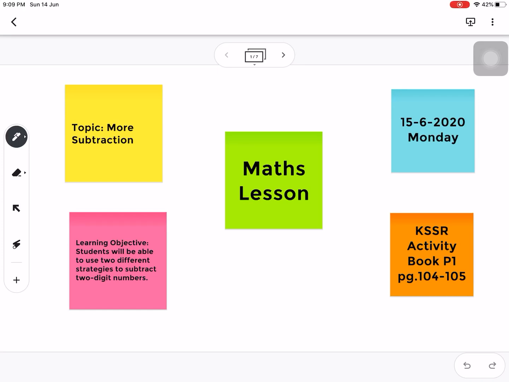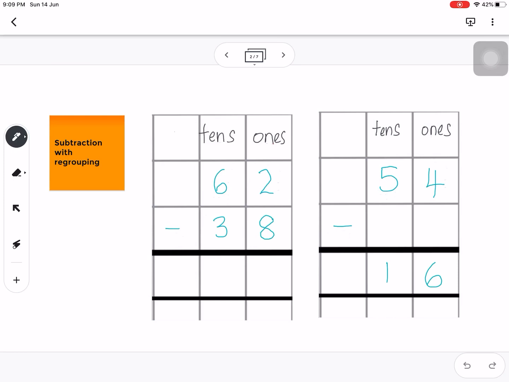Today we are going to continue the topic more subtraction. More subtraction, which means we subtract with regrouping. As we practiced last week on Friday, we need to borrow and then do regrouping. A bit complicated. Before we start, let's do some warm-up exercises to recall what subtraction with regrouping is, how to borrow and how to regroup.